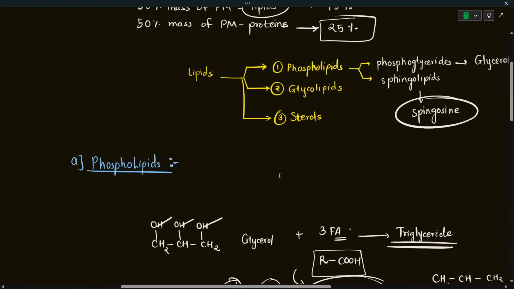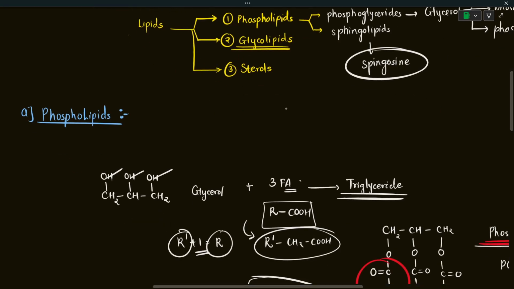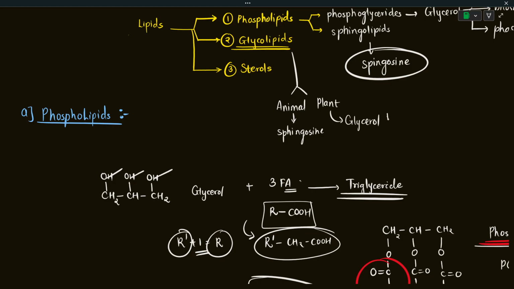So then the second category of lipids that are found are known as glycolipids. Glyco means sugar, and lipids. So glycolipids are the lipids over which oligosaccharides have been added. When oligosaccharides are added to the lipids, that is what we refer to as glycolipids. In animal cells, glycolipids have sphingosine as their backbone. But in plant cells, glycolipids have glycerol as their backbone. So this is an important point to remember.